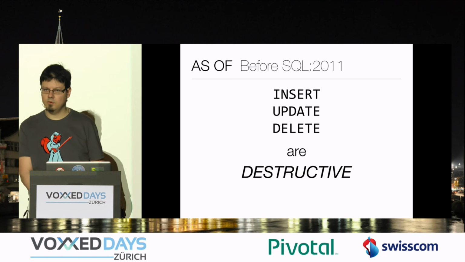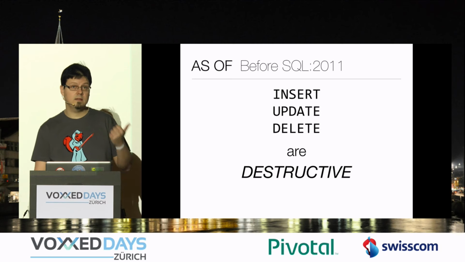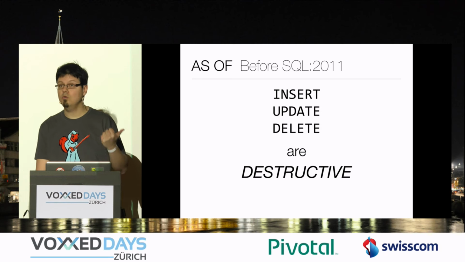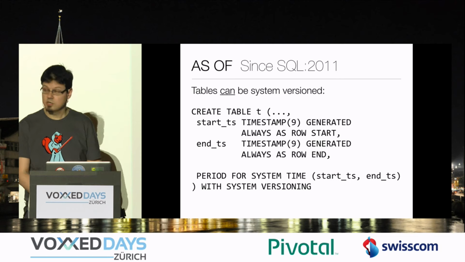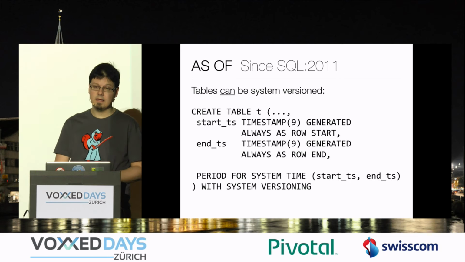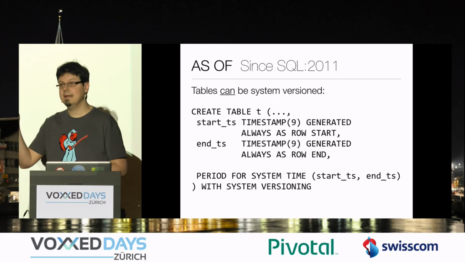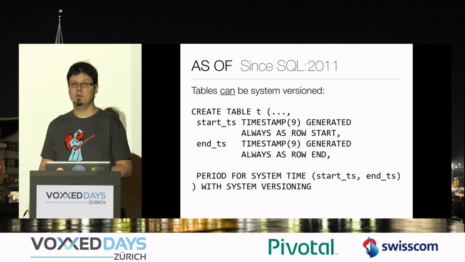It used to be destructive all the time. If you didn't want to make it destructive, you had to make your own solution to keep the history of that. Now we can just go there and, in a declarative way, declare that we want to have version keeping of some tables.